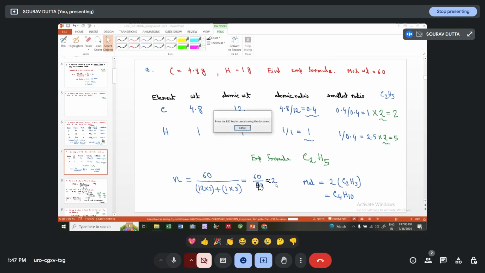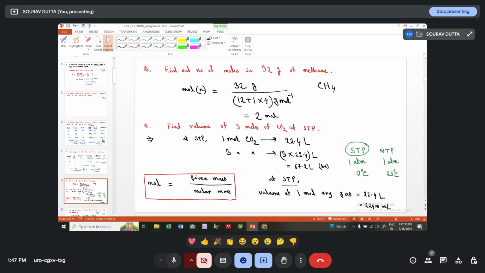So molecular weight equals n into empirical weight, and molecular formula equals n into empirical formula. Your empirical formula is C2H5, so you have to multiply by 2. So it will be C4, since 2 into 2 means 4, and H10, since 5 into 2 is 10. So your molecular formula will be C4H10, and your empirical formula will be C2H5.